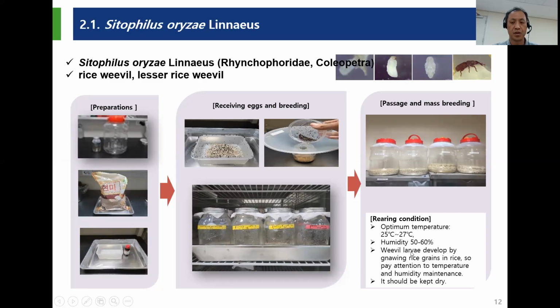The larval weevil develops by gnawing rice grain. So we should maintain temperature and humidity well. It should be kept dry.